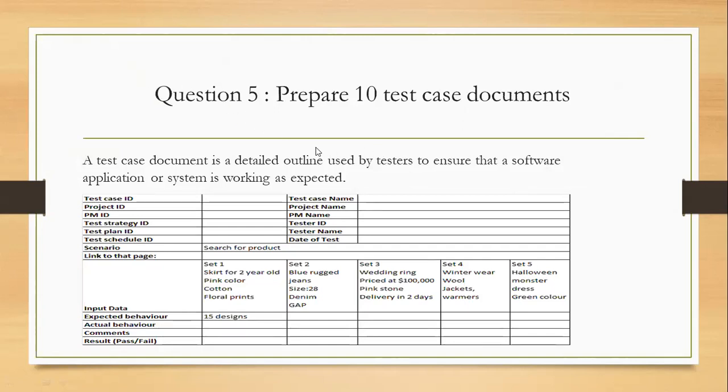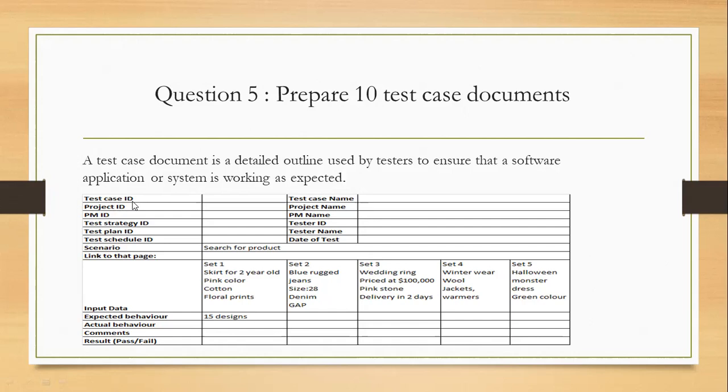The next question is related to the test case document. Here you need to prepare 10 test case documents. For every feature we will do testing, and while doing this testing we need to have a test case document. A test case document is a detailed outline used by testers to ensure that a software application or system is working as expected. You have developed a feature; is it working properly or not? Testers will check with this test case document.